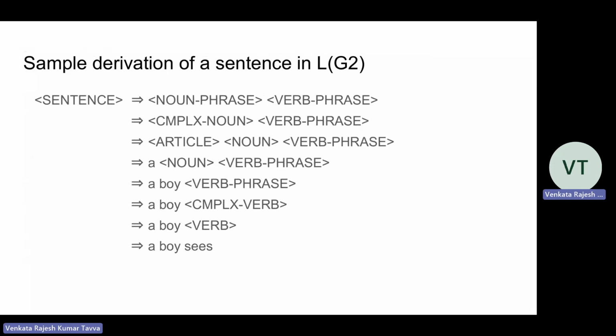And then noun will be replaced with boy, and then verb phrase will be replaced with complex verb. Complex verb will be replaced with verb. Verb will be replaced with sees. Okay, so if you want to get this particular string, you have to follow this particular order, and those particular rules you need to apply.